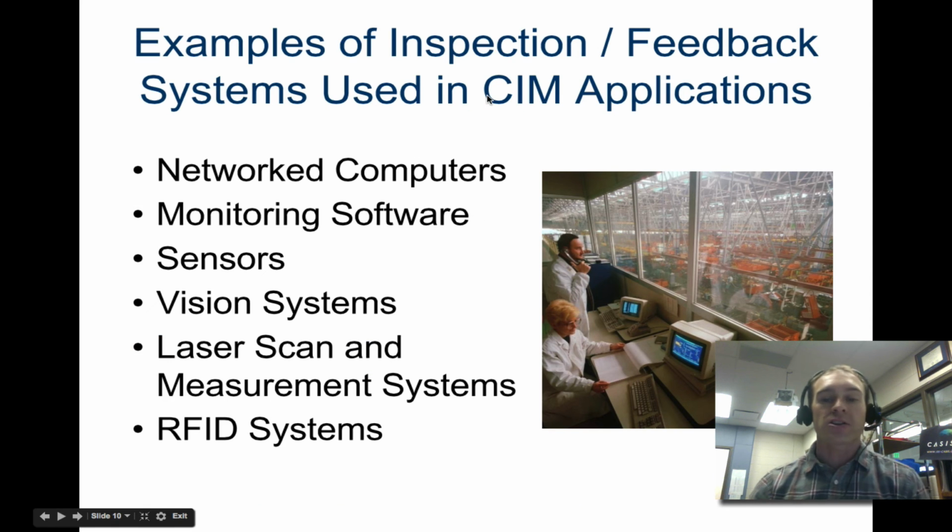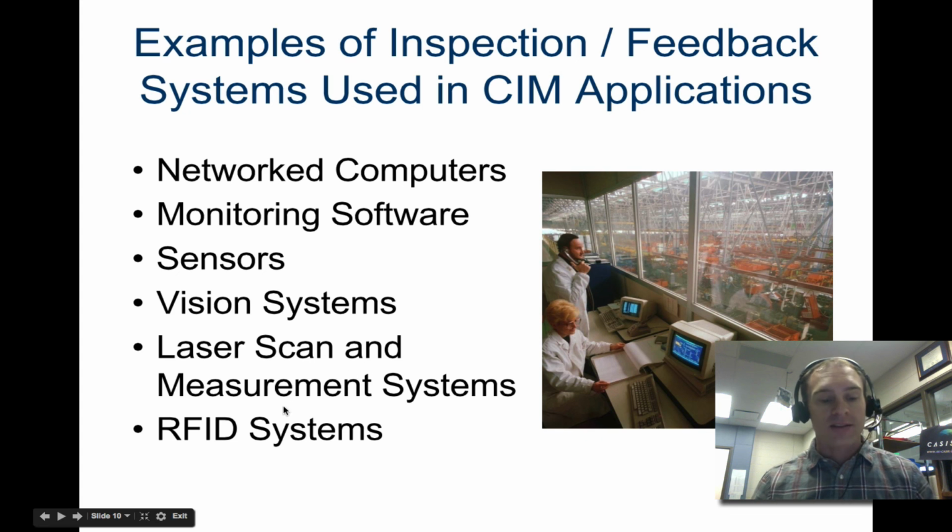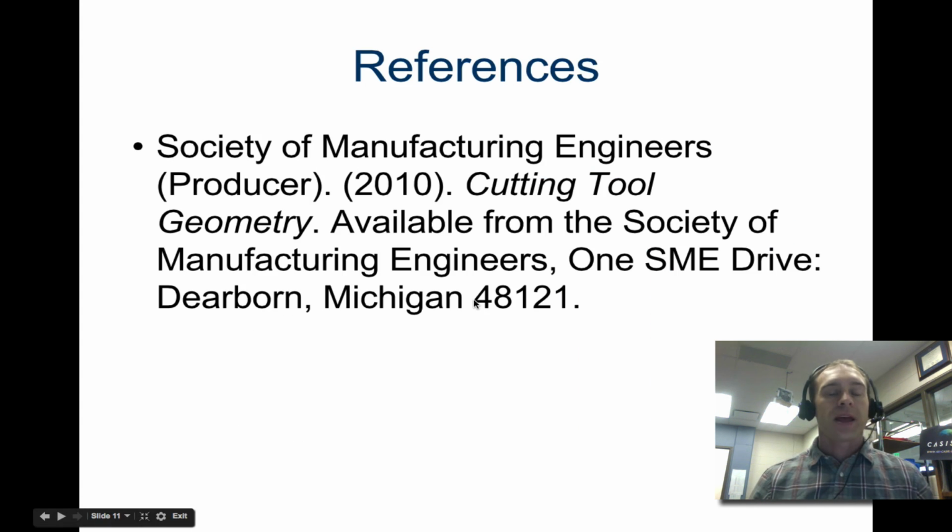So some different inspection or feedback systems used. You might have network computers or monitoring software. I gave you the example of the sensors that some robots had. Vision systems, as things maybe are using light sensors or types of sonar sensors to detect imperfections, and they actually do have actual vision systems that can do visual inspections. Laser scans, radio frequency identification systems, RFID, and that's pretty much it.